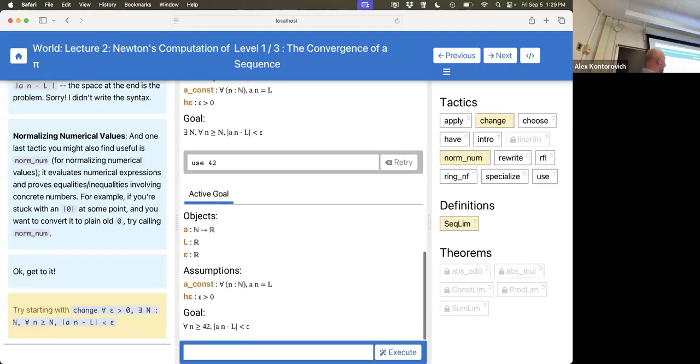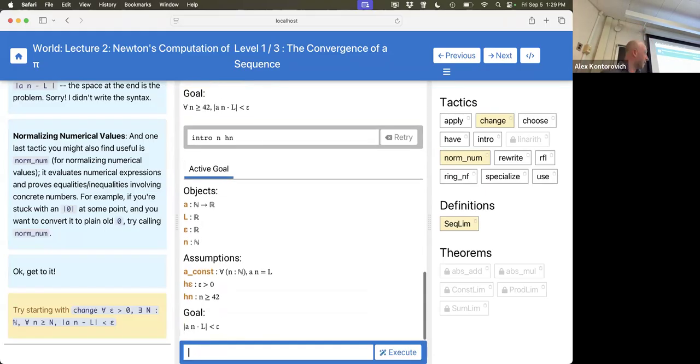Okay, so now n has turned into 42. So for all little n, at least 42, we have to prove this inequality. What do you do with a for all statement? Intro. Okay, so give me an n and give me the hypothesis on n that n is at least 42. So now I have the n.